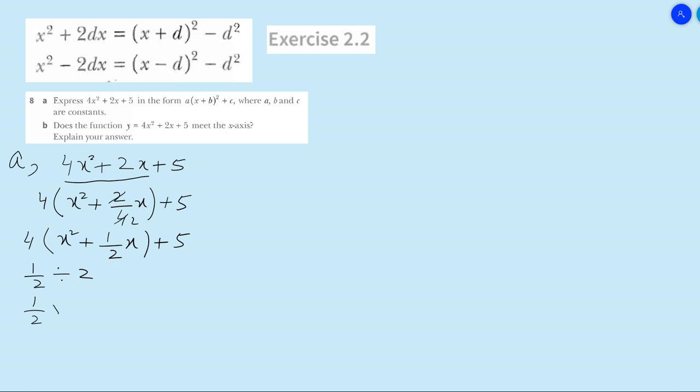Convert this division sign into multiply sign. It will be 1 upon 2, 1 ones are 1 and 2 twos are 4. Now see these two results, this one on top of the screen and this one. So we have to apply the result number 1. So it will be 4, open the bracket, x plus 1 upon 4 whole square minus 1 upon 4 square, bracket close, and this plus 5 remains plus 5.